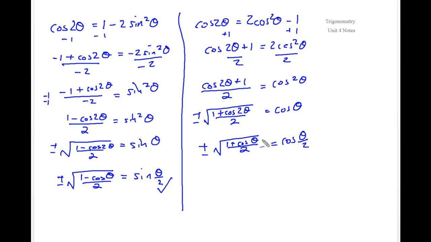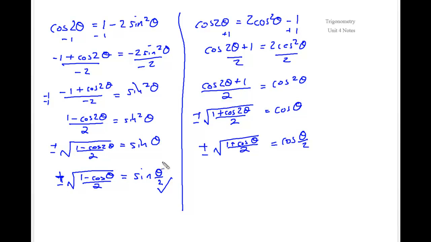for cosine. You'll notice, look at these formulas, they're so similar. Now, what's important about these two is that you have to pick the plus or minus, and that will all depend on what quadrant you're in.